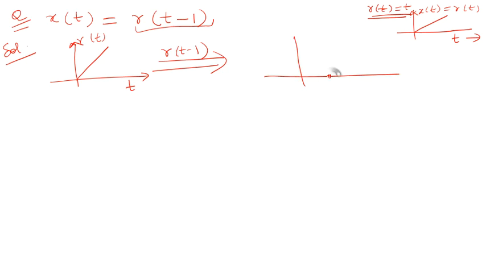You can start from t equals 1 and draw something like this. So this is your waveform of r(t minus 1), and this point will be equal to 1 since the waveform is shifted by a factor equal to 1. I hope this is clear to you.